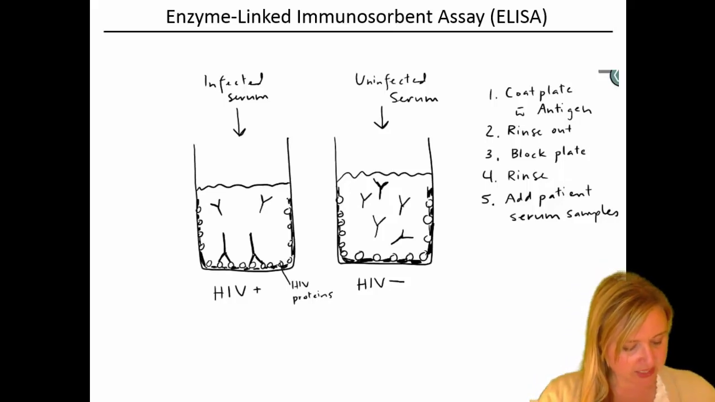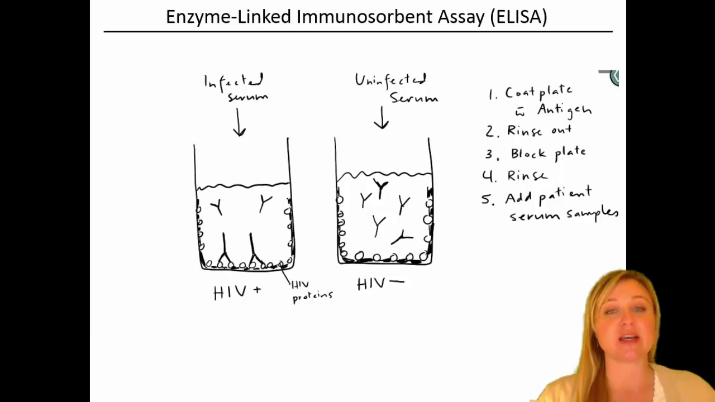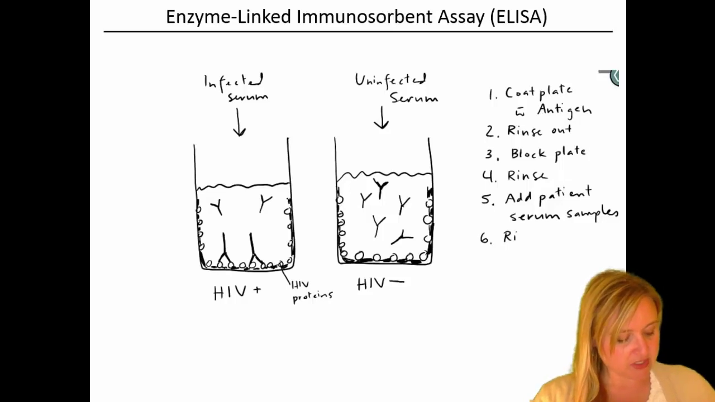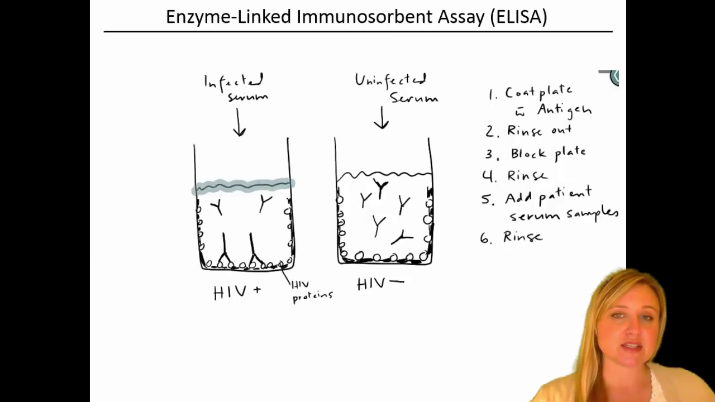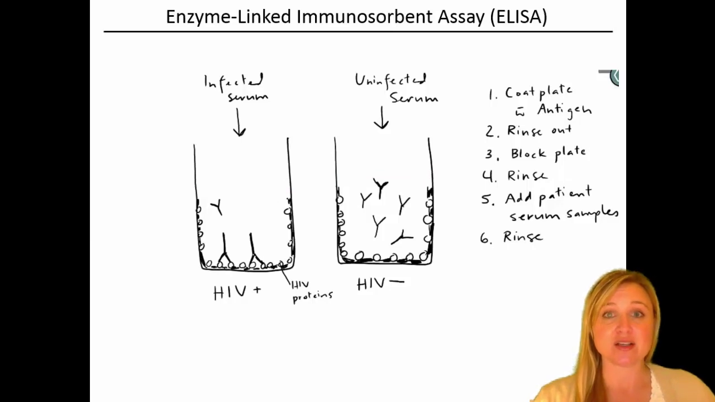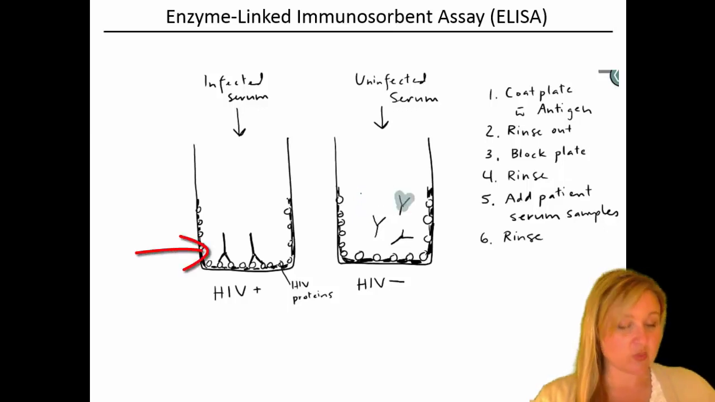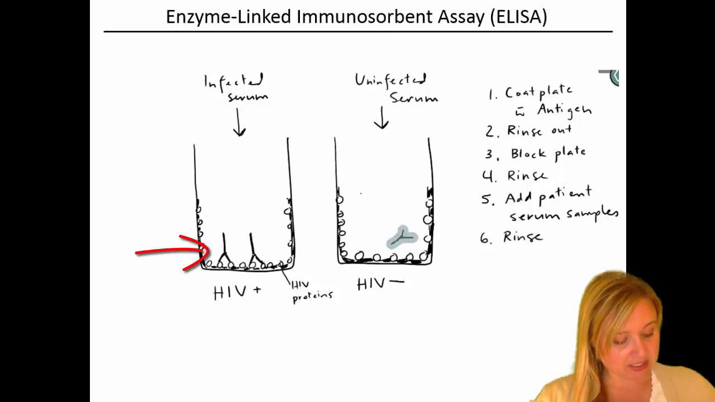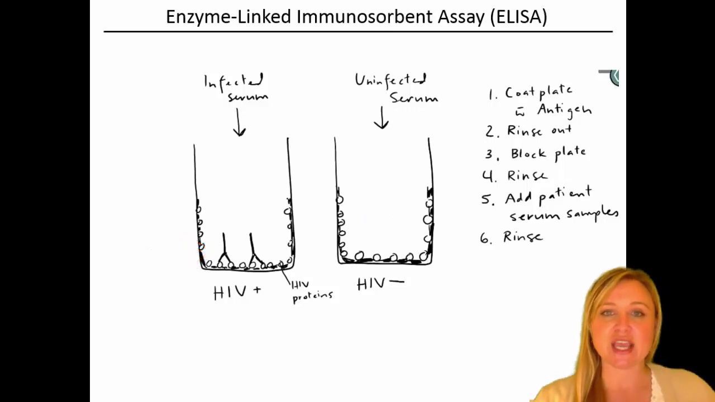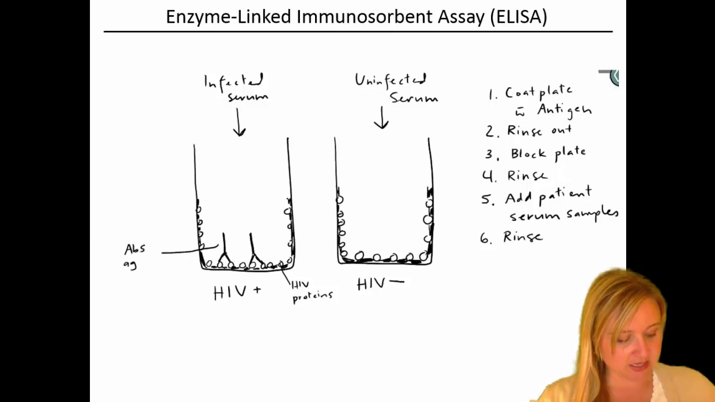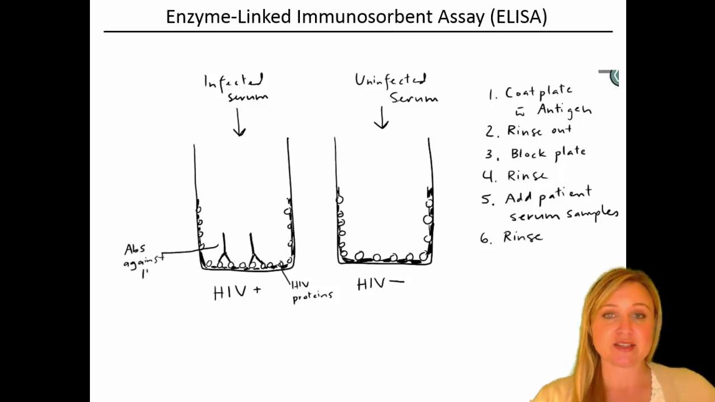Okay, so after we add those patient samples and allow them time to bind, which is usually at least 2 hours, we're going to rinse out the wells. Those antibodies that don't bind are going to get rinsed out of the well. So all of the antibodies in the uninfected patient are going to get rinsed out. No antibodies will remain. But over here in the well with the infected person, the antibodies against HIV are going to stay stuck to the HIV antigens that are stuck into the well of the ELISA plate. Any other antibodies are going to get rinsed out. But here we have those antibodies that are now bound and immobilized there.